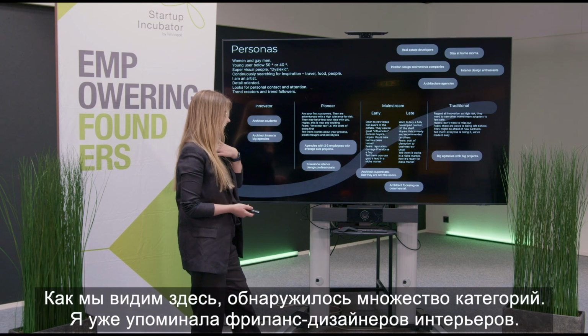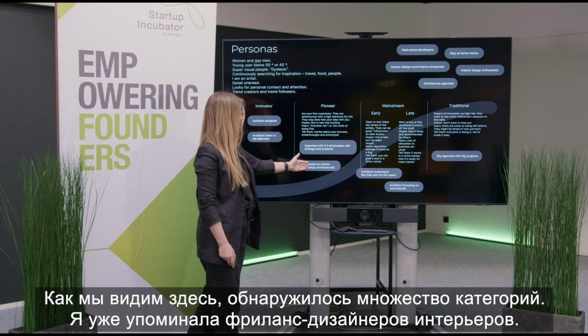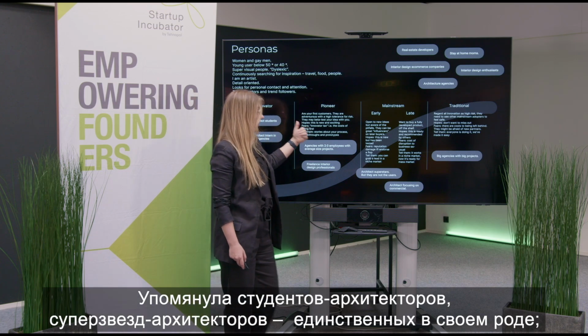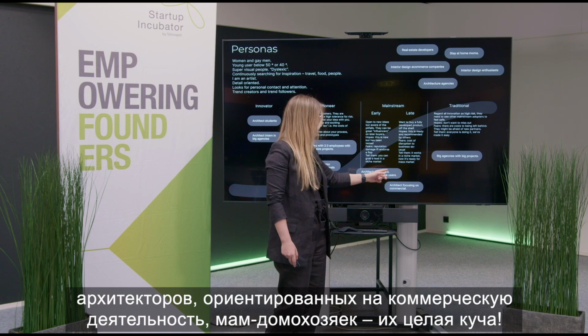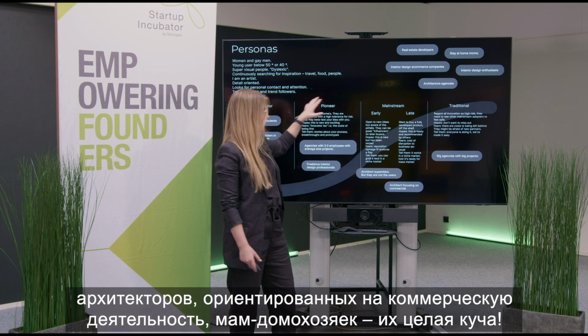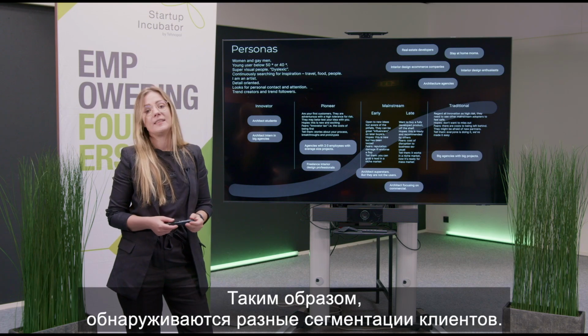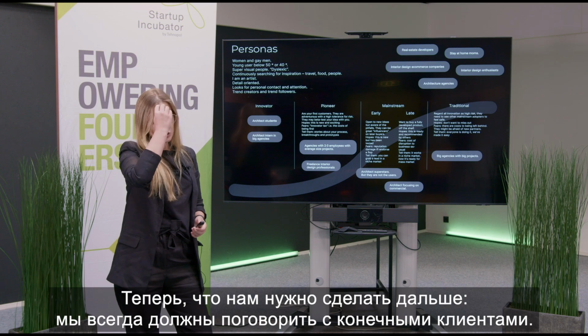So as we can see here, there's a bunch of categories. I already mentioned freelance interior designers. I mentioned architect students, architect superstars, so those are one of a kind. Architects focusing on commercial, so there's a bunch of them. Stay-at-home moms, so we can see different client segmentations.